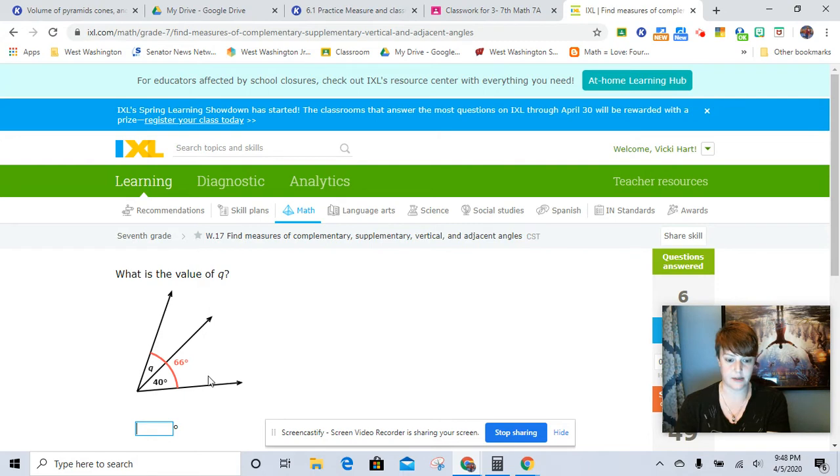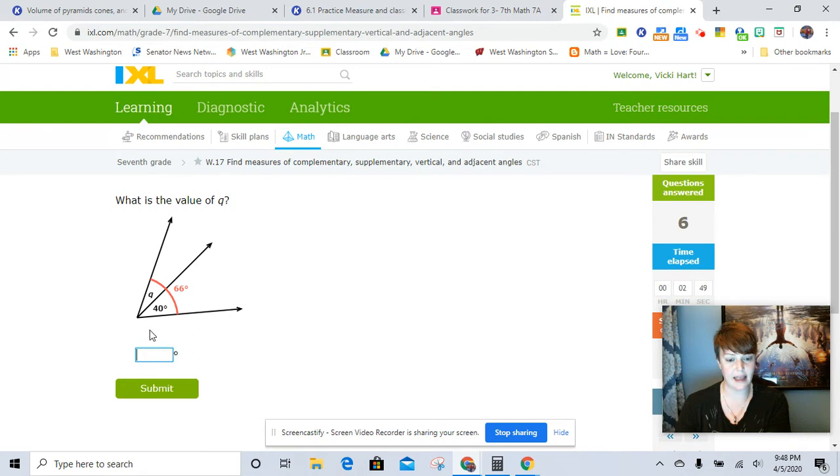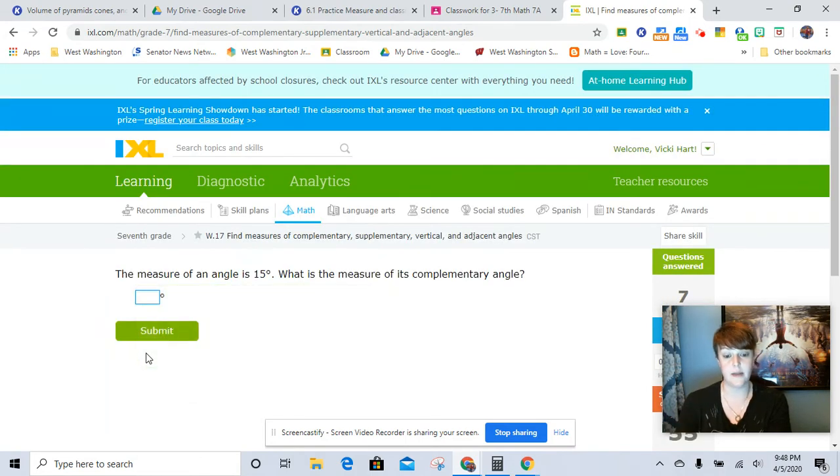All right, now this is the one I was wanting to talk about. These are adjacent angles, and their special relationship is just that they add up to be this entire angle. And that's all the specialness there is to it. So if this whole angle is 66 and this is 40, then angle Q is going to be 26. Awesome. So here's another one of those. What's the measure of its complementary angle? Complementary angles make a 90-degree corner. So if together they make 90 and this one's 15, then its measure is 75.